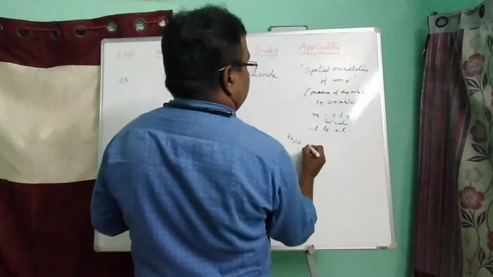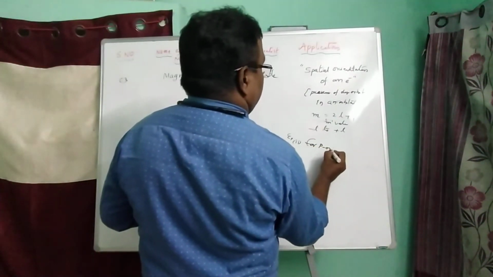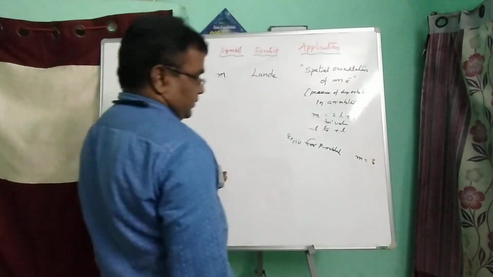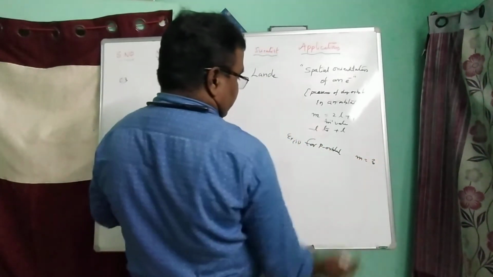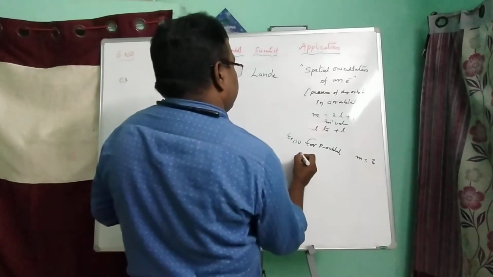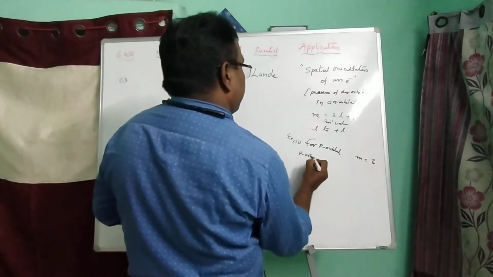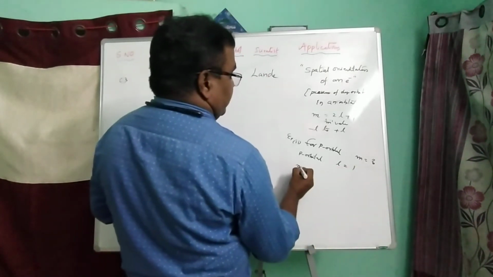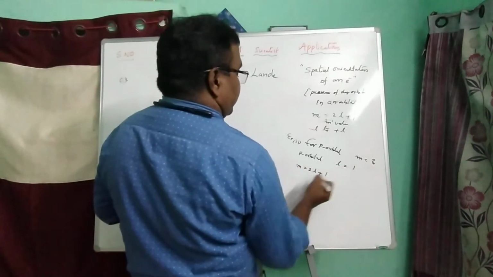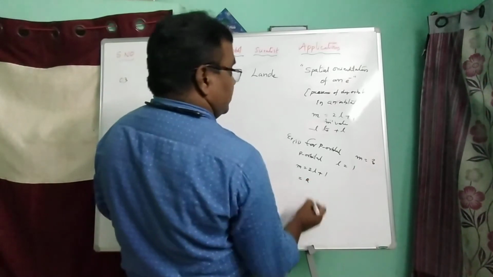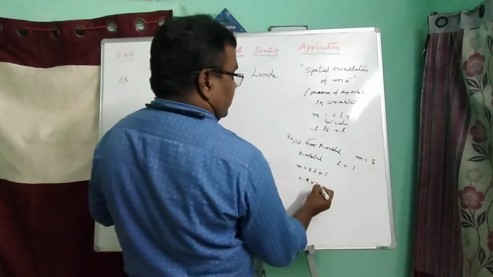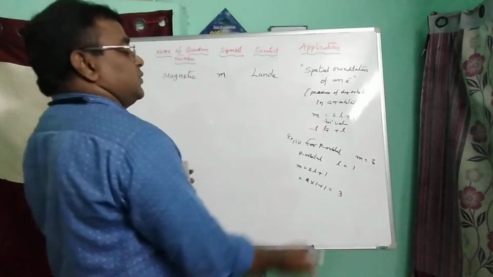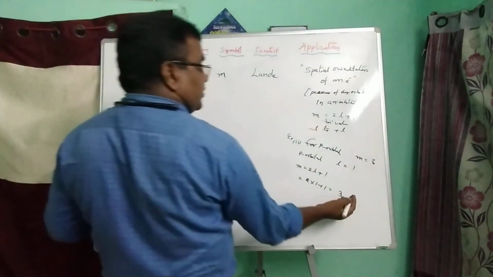Example 2, for p orbital, what is the m value? For p orbital, L is equal to 1. Therefore, m is equal to 2L plus 1, which is 2 times 1 plus 1, that is equal to 3. So, for p orbital, m value is equal to 3.